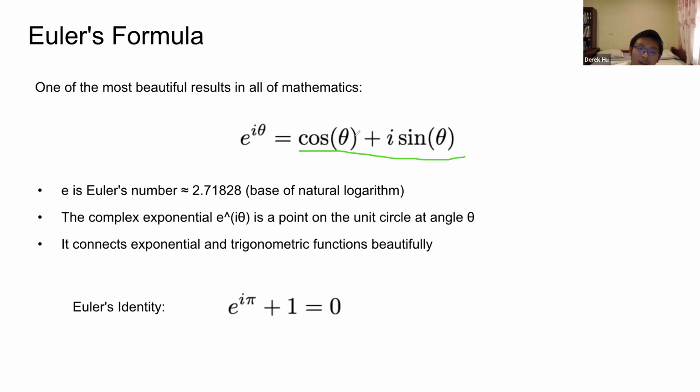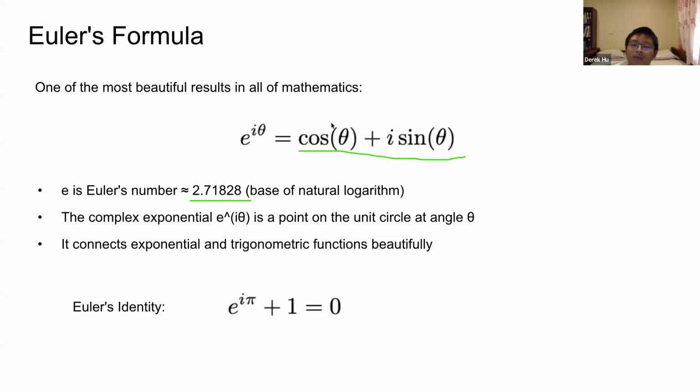And I won't get into how we arrive at this. It basically involves something to do with Taylor series. And then the e here is this famous constant 2.71828 dot dot dot. How did they figure that out? It's related to Taylor series and it's very complicated. So the complex exponential e to the i theta is a point on the unit circle at angle theta.